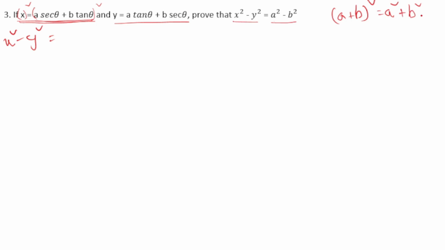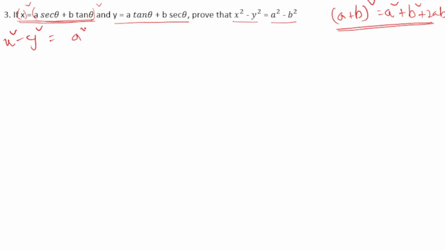Next one. If x is equal to a secant theta plus b tan theta and y is equal to a tan theta plus b secant theta, we have to prove that x square minus y square is equal to a square minus b square. So here what is x square minus y square? How do we find x square? See, this is the term x is equal to a secant theta plus b tan theta. So here we will do squaring on both sides. So (a secant theta plus b tan theta) whole square is what? (A plus b) whole square is what? It is a square plus b square plus 2ab. Okay, so we will apply the same formula in this expression.